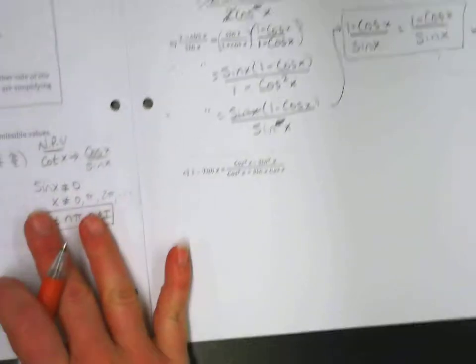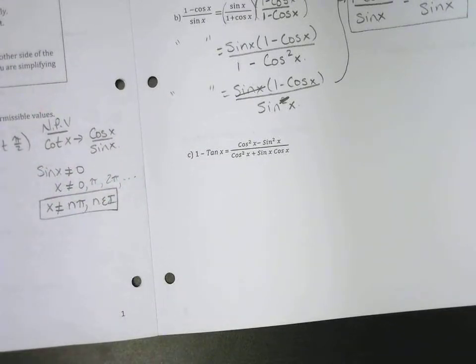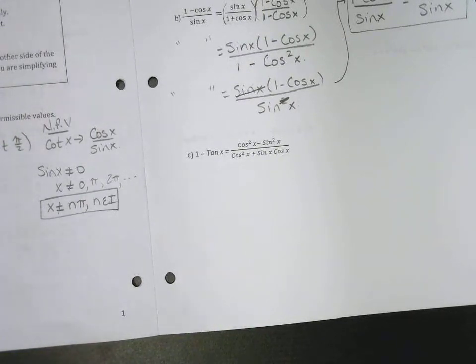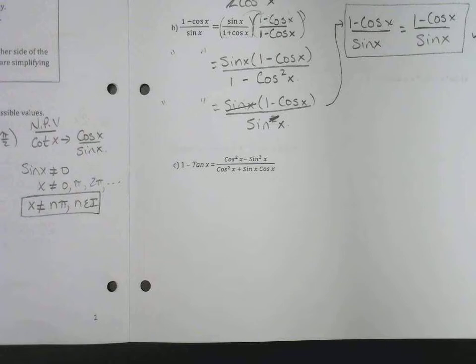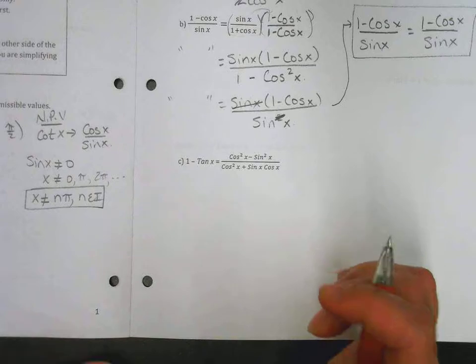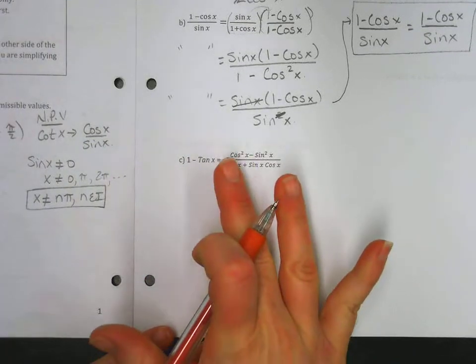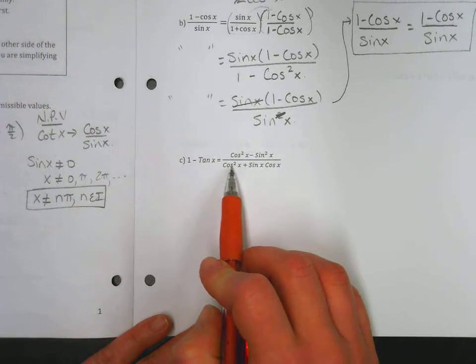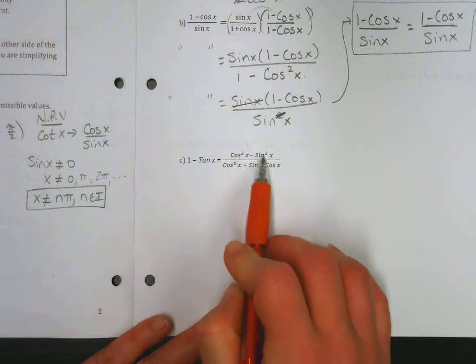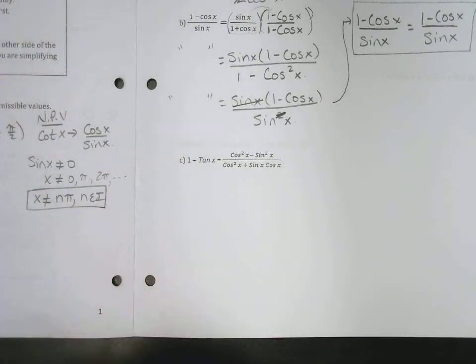Question C. We have 1 minus tangent of x equals cos squared x minus sine squared x all over cos squared x plus sine of x cos of x. So again, lots of things happening here. I really don't see a sum and difference identity. I do not see Pythagoras, because Pythagoras is a cos squared plus sine squared. I don't see any double angle identities. So again, I feel like I'm stuck a little bit.